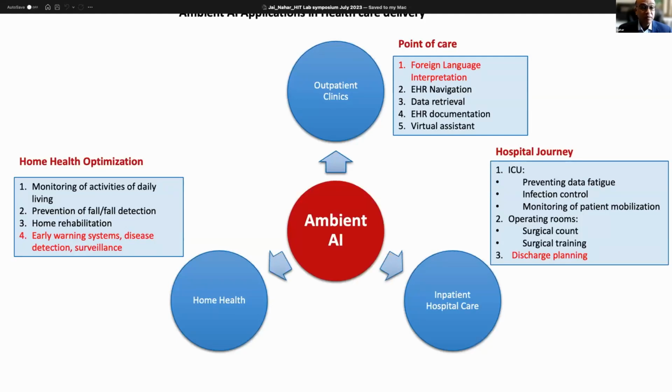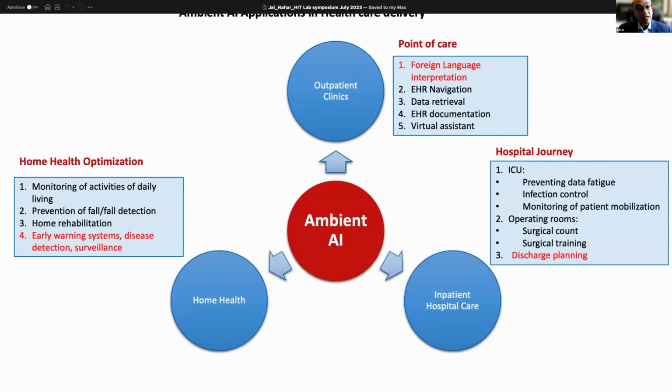Next is home health optimization. That's actually a big space to promote health equity, especially for people who have disabilities, people who are older, and people who cannot work temporarily. So in the home health optimization, ambient AI, from the equity perspective, has multiple uses.